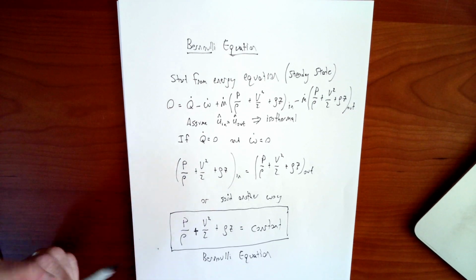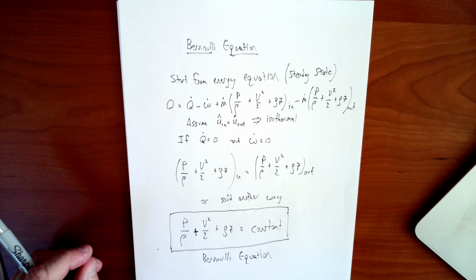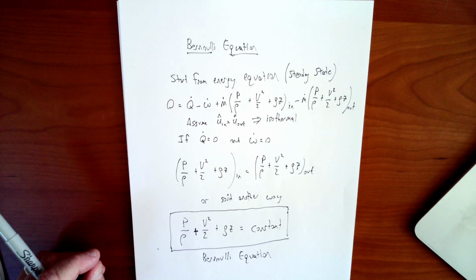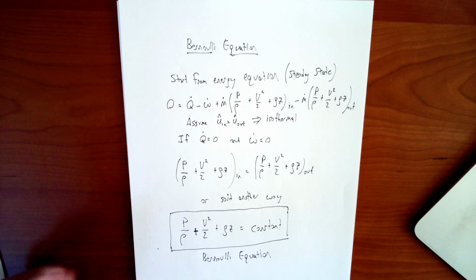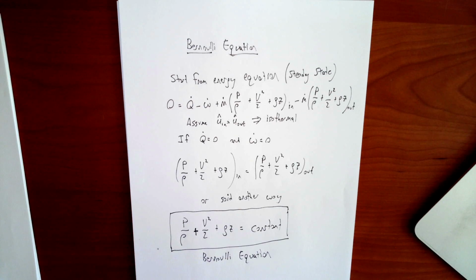So this equation right here, constant, is often called the Bernoulli constant, and is used a lot because it's very simple to use. As you can see, it's a simple algebraic equation, no integrals, and it is applicable to a large number of flows. So let's take a look at some of those things.